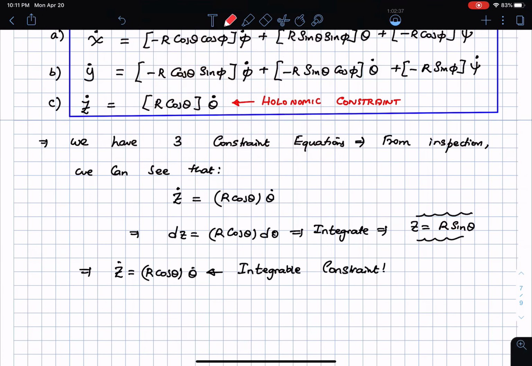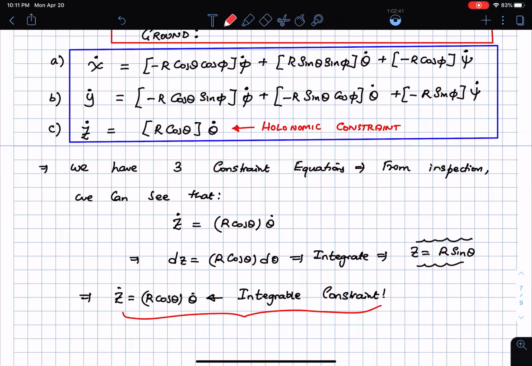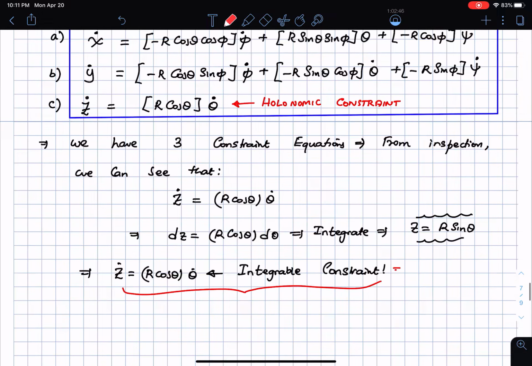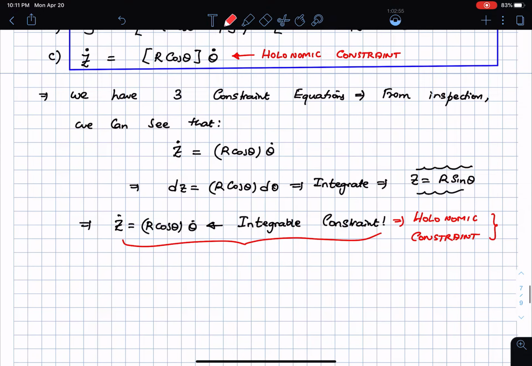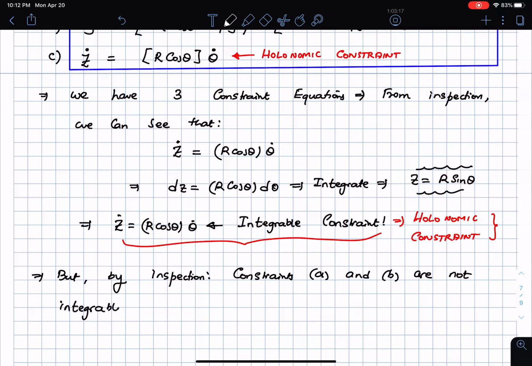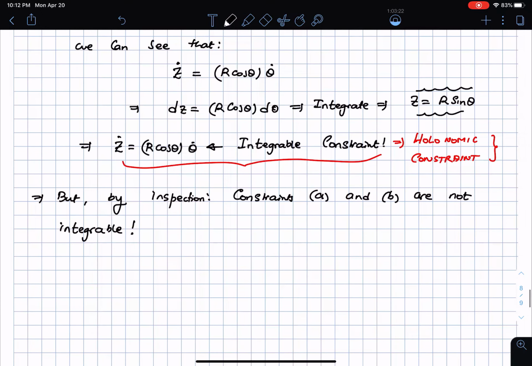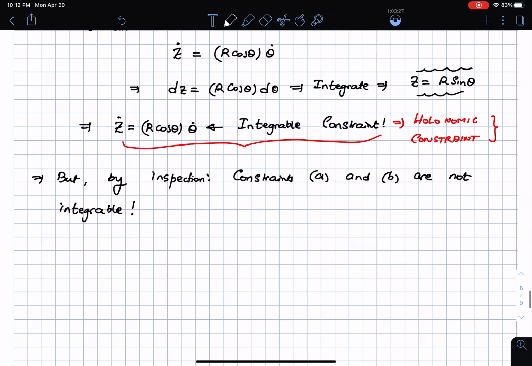Okay, so that is one key thing that we have found out. But then the other two constraints, constraints A and B, are non-integrable constraints or non-holonomic constraints. So this is a holonomic constraint. Okay, by inspection, I'm not going to prove that, but by inspection, constraints A and B are not integrable, which means that they are non-holonomic constraints. So the non-holonomic constraints for this problem, for the rolling coin, are the following. Okay, these two fellows here.